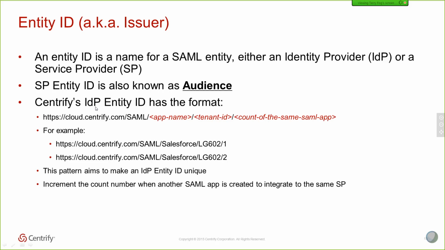Now, for the IDP entity ID, when we use the generic SAML application, the default we always see is https://cloud.centrify.com/SAML/generic SAML. What we actually expect people to do is to change the generic SAML to an actual application name, such as Salesforce. But here what I want to talk about is the format of it.